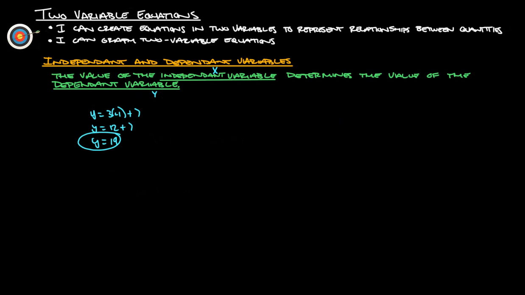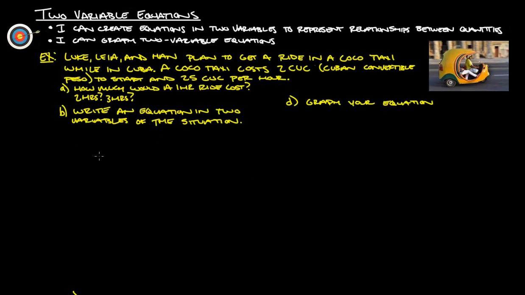Okay? Now, with that, let's take a look at an example. Luke, Leia, and Han plan to get a ride in a Coco taxi while in Cuba. A Coco taxi costs 2 CUC, which is Cuban convertible peso. Okay, so that's one of the currencies they use down there. So it costs 2 CUCs to start and 25 CUC per hour. How much would a 1 hour ride cost? And then 2 hours and then 3 hours.